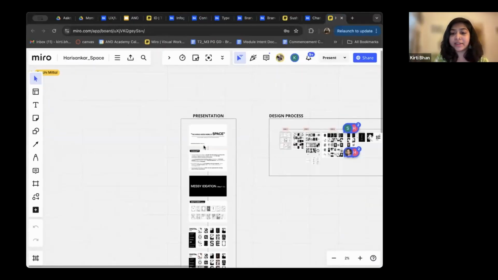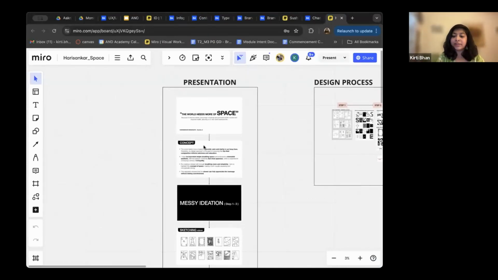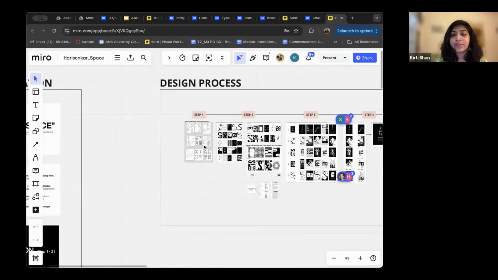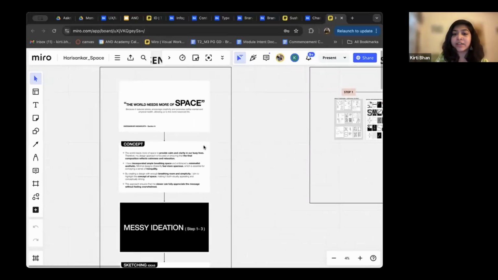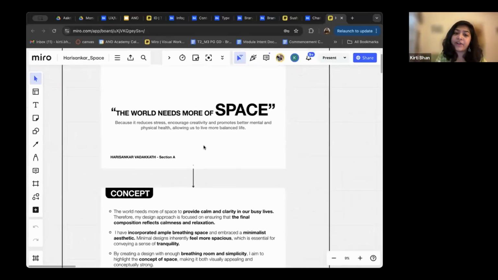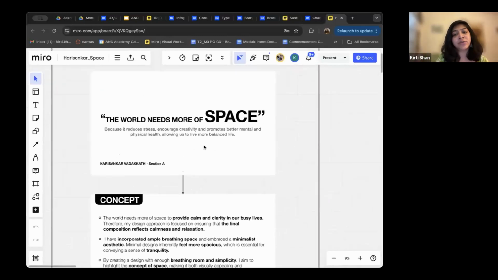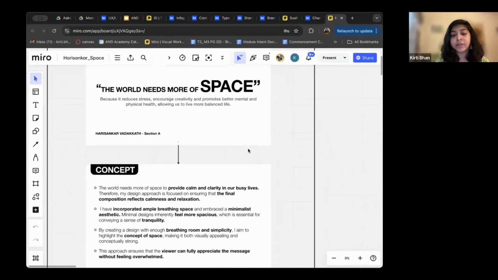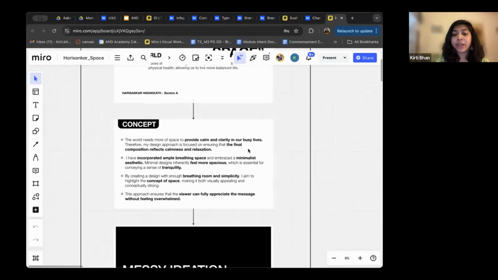So we will also see the length and width of how a learner is going with the project. Starting with this presentation, the design process goes like this: you select a word for yourself, and then you also select a phrase, like a line of what you want to say. This one chose "the world needs more of space," and space is the word the learner has chosen. All right, then talking about the concept.